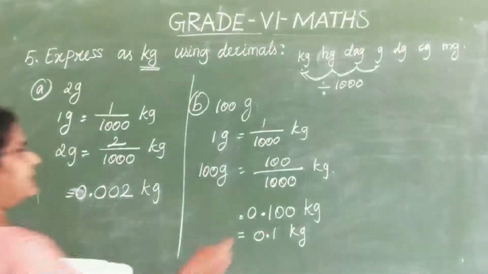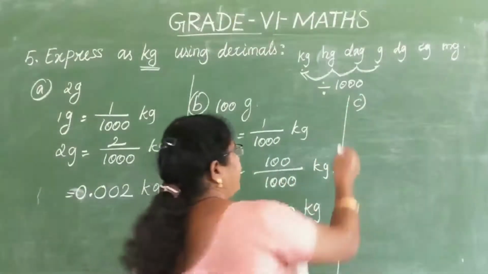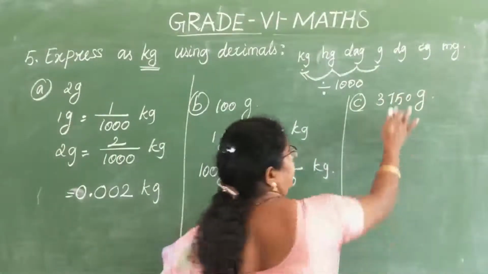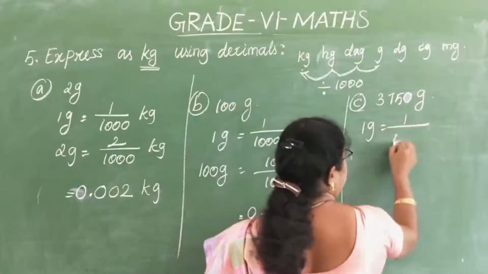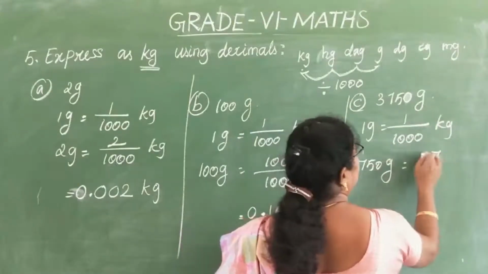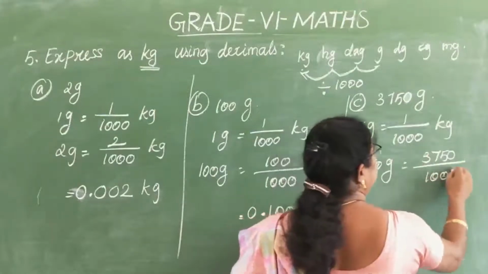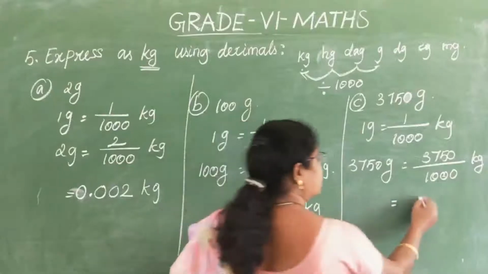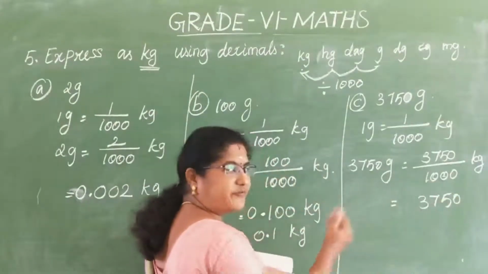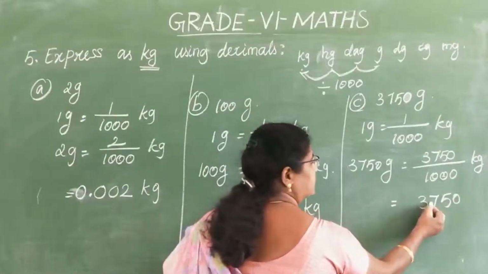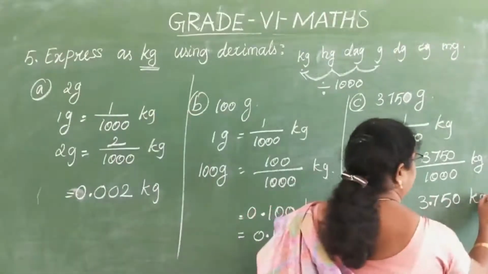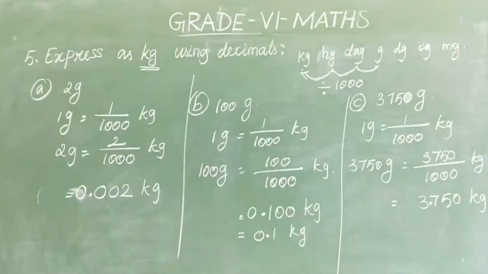Okay. Now we will write the C question. The question is 3750 grams. So same way, 1 gram equal to 1 by 1000 kilogram. So 3750 gram equal to 3750 divided by 1000 kilogram. Write in a decimal form. Write the number in the numerator. Then the denominator has 3 zeros. So keep the point before 3 digits. 1, 2, 3. So before three digits, we keep the point. 3.750 kilogram. Understand? Okay, check your answer.